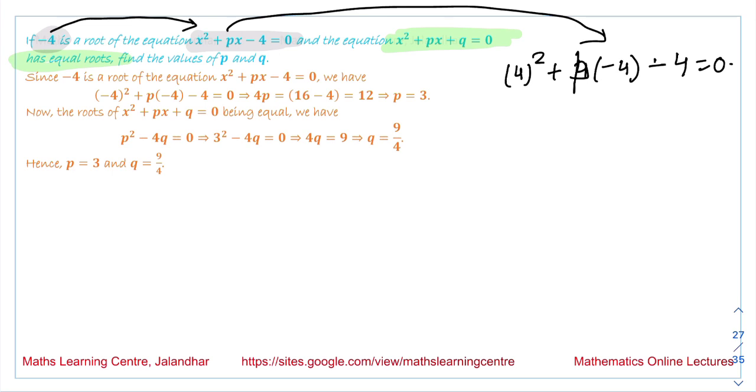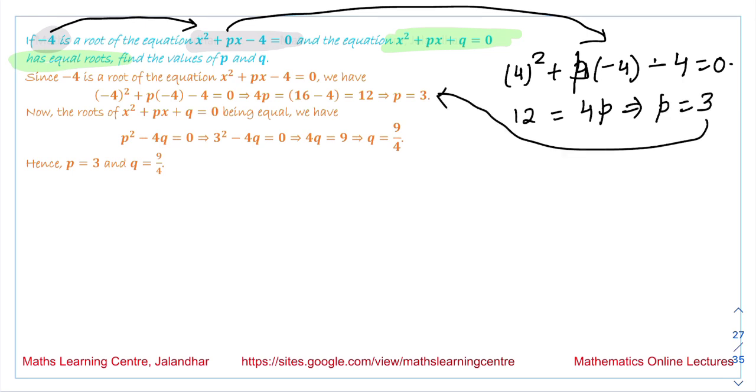So we get 16 minus 4, this is 12, is equal to 4p. So the value of p we get is equal to 3. Now if we substitute this value of p in this equation, on substituting this value of p, it is x square plus 3x plus q is equal to 0.